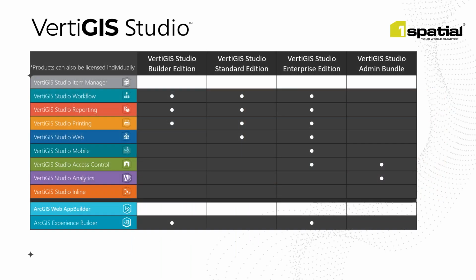And the last points I'd like to cover regarding the VertiGIS Studio suite are the bundles currently available when licensing VertiGIS Studio products. So first of all the products can be licensed individually. However, the three capability products that you will see in the demonstration today are all included in that first Builder Edition bundle on the left there. And if we wanted to include VertiGIS Studio Web there, we've only got to go one bundle to the standard edition.